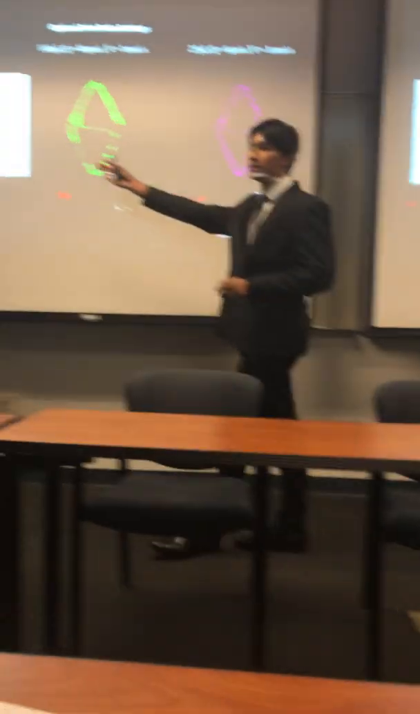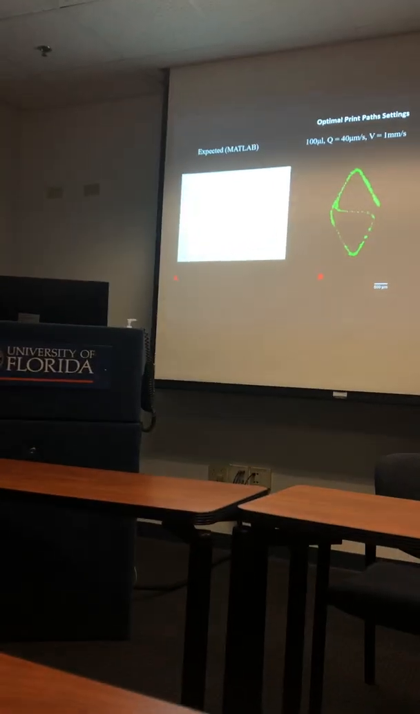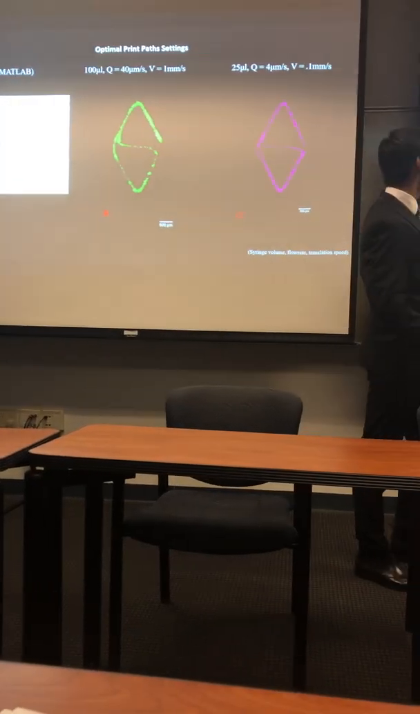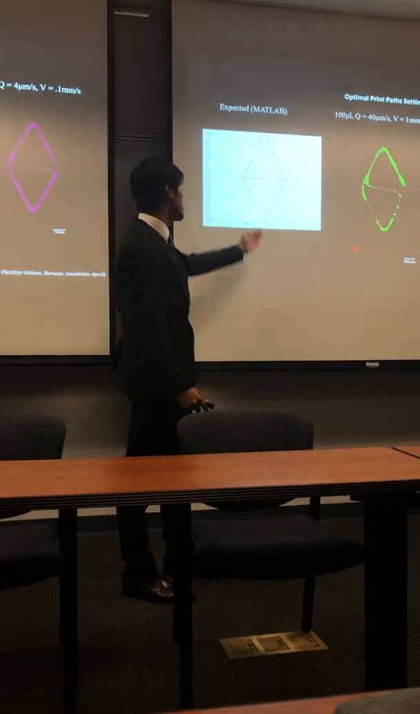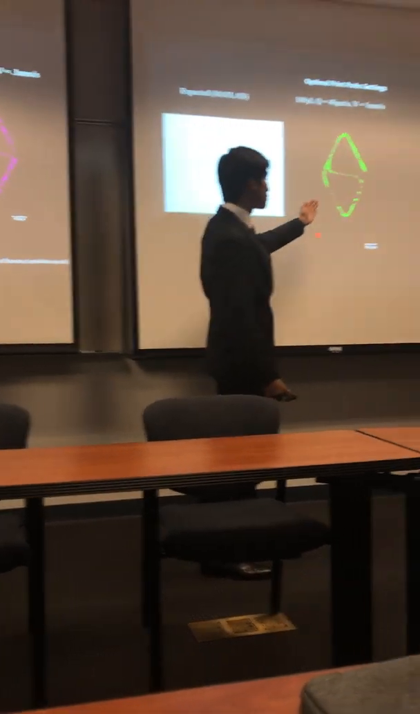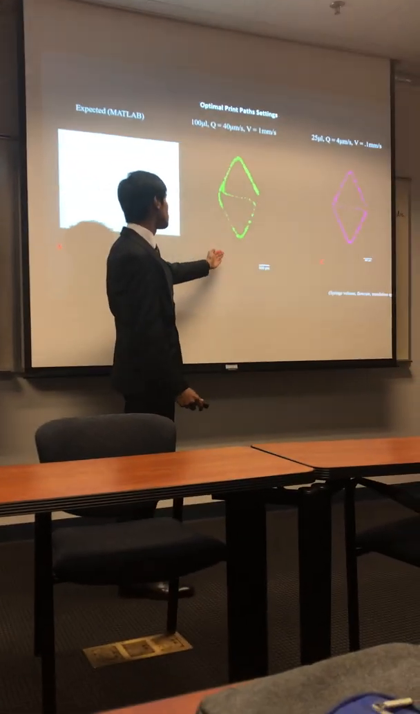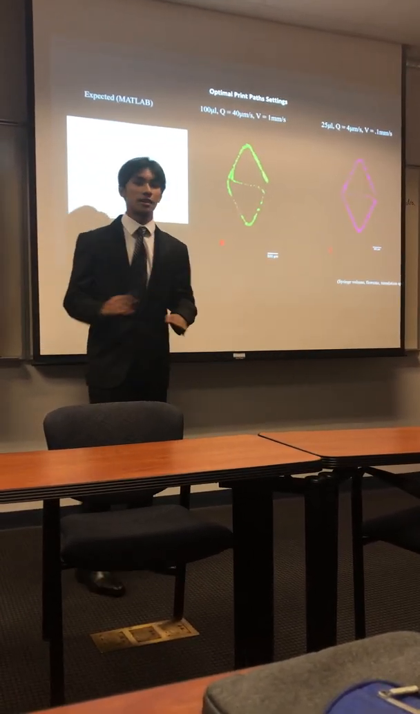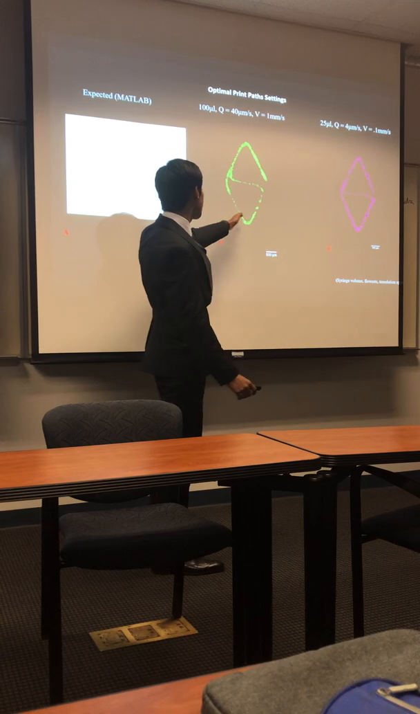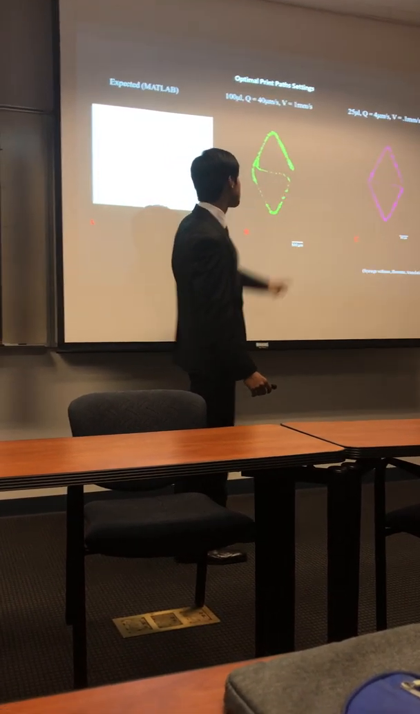Over here in image A, it shows our expected MATLAB predicted rhombus shape. What we're looking for is a nice bisecting line and very sharp vertices. Using a 100 microliter syringe with the corresponding flow rate and translation speed, we're able to create our first rhombus structure. However, this was not perfect. We see there's a lot of inconsistencies and our bisecting line isn't fully touching.